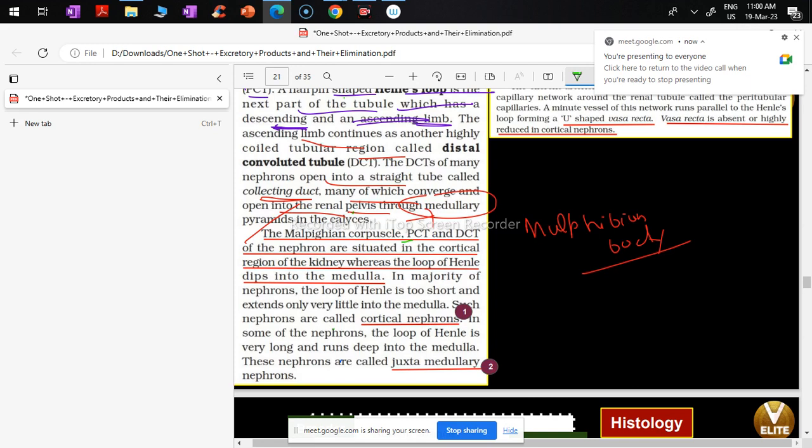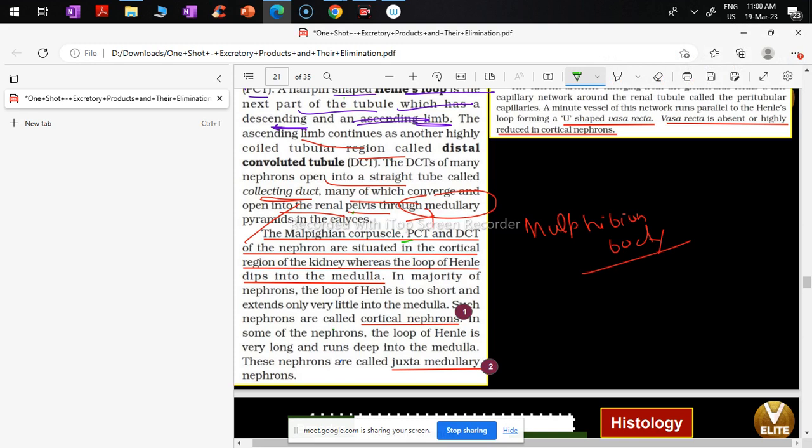MCQ question. The collecting duct is in the medulla as well. That we are going to discuss further in the next points.